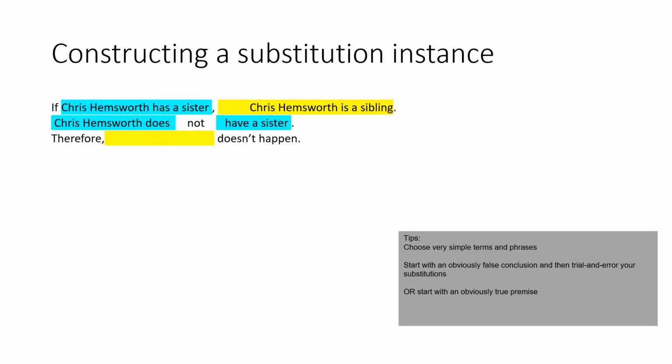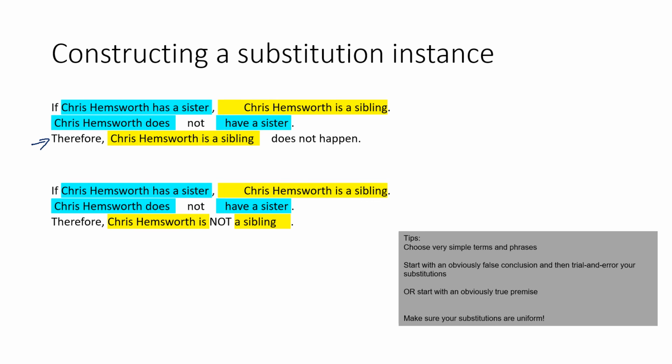And so now we're focused on the yellow bit, and I've chosen Chris Hemsworth as a sibling because that does make this first sentence true. If Chris Hemsworth has a sister, then he is a sibling. And of course, we have to make sure replacements are uniform, and so I repeat that Chris Hemsworth is a sibling in the yellow part of the conclusion. And of course, we notice again that the more ordinary way of expressing that is just to say, well, Chris Hemsworth is not a sibling, and that more closely matches the original target argument anyway.